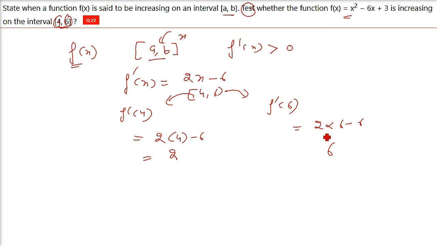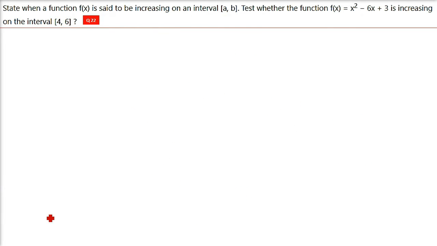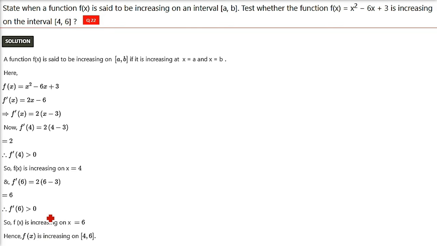So what do you get? You get the values 2 and 6. Here 2 is greater than 0, 6 is greater than 0. And there is no point in between where you get f dash x less than 0. Even if you put anything, 4.5 or say 5.5, you will always be getting an increase. So let us see the reference solution here. The first part is the explanation of the definition, and the second is the implementation of that definition. So f dash x greater than 0 is the key idea of this question.